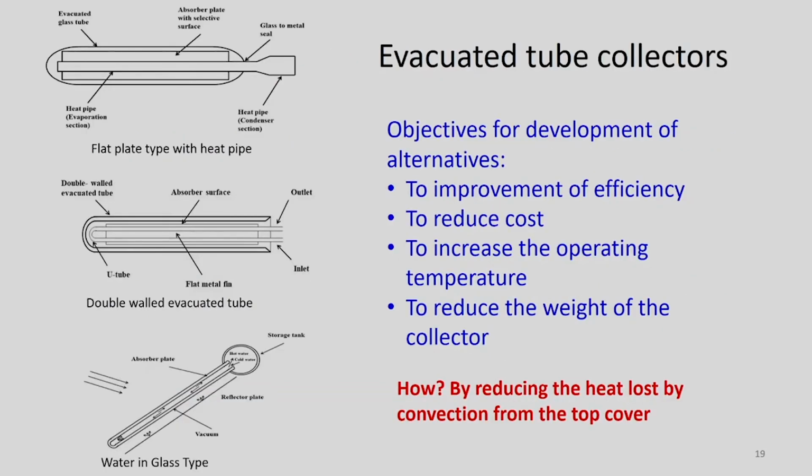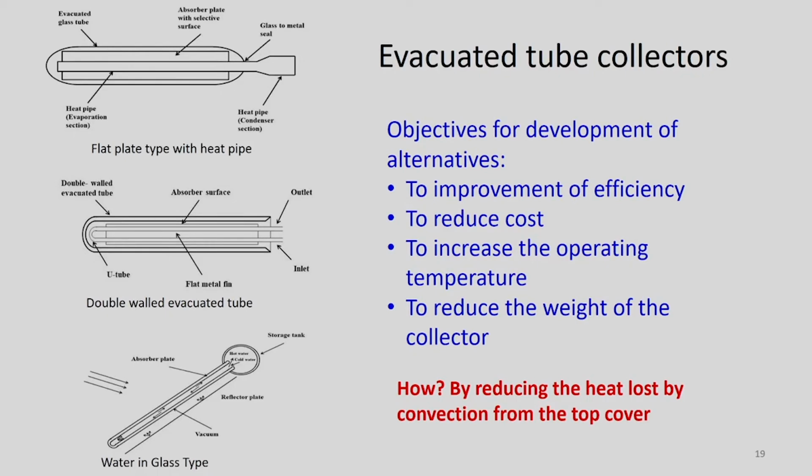Now, let us move to the evacuated tube collectors. What are the objectives of developing this alternative collector? To improve the efficiency, to reduce cost, to increase the operating temperature, and to reduce the weight of the collector. So, how is this done? By reducing the heat loss by convection from the top of the cover system.